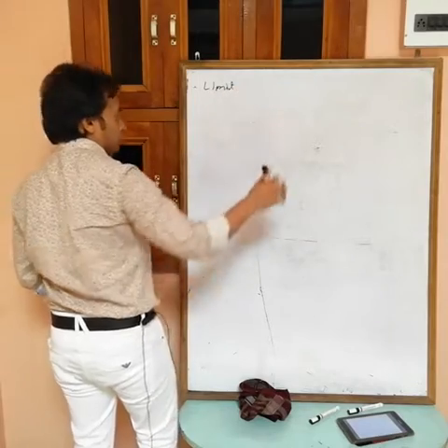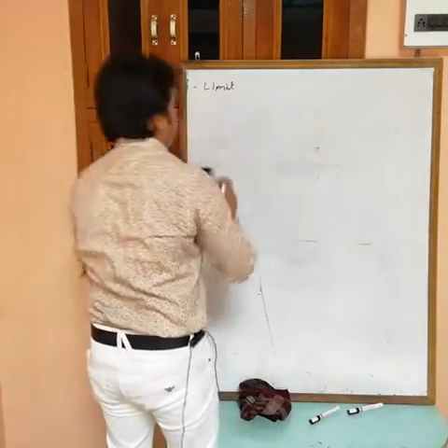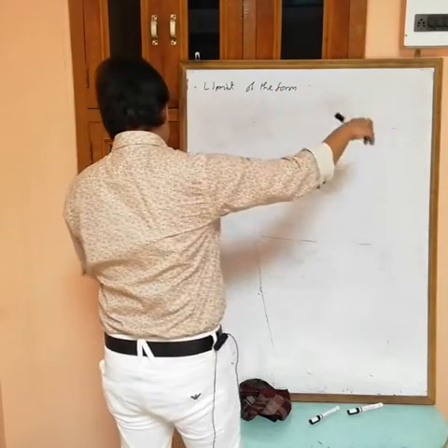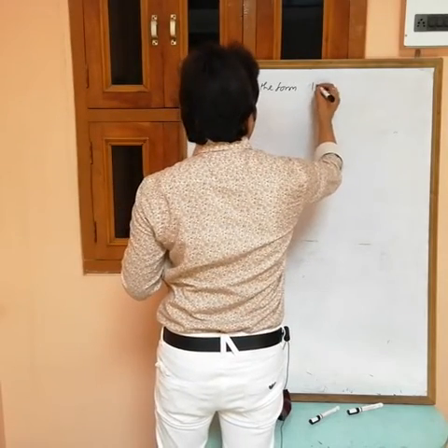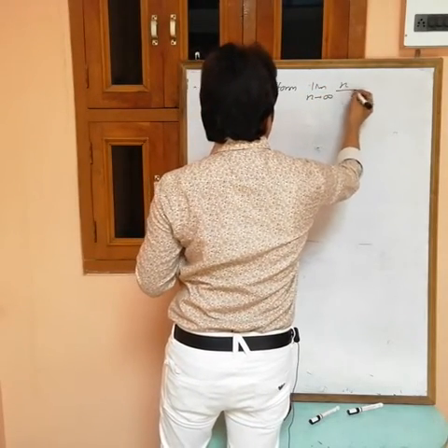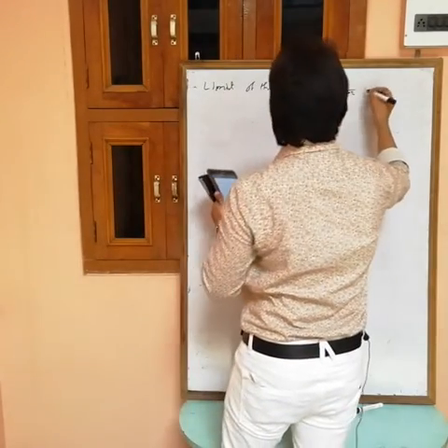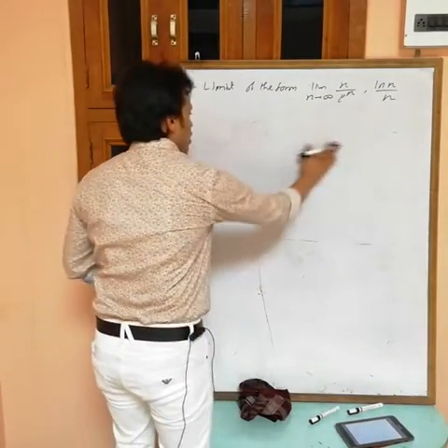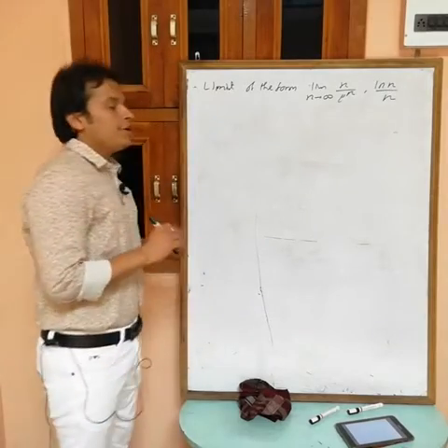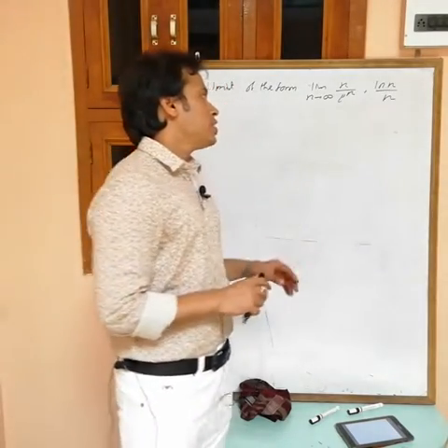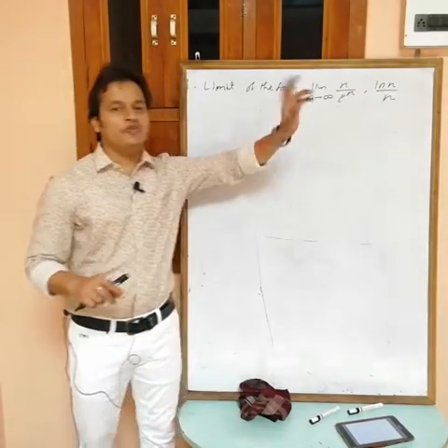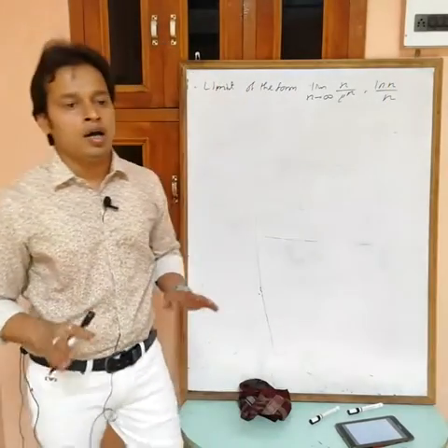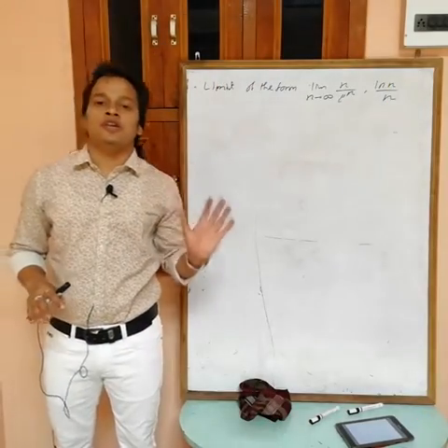Limit of the form x tending to infinity, x by e power x and ln x by x. Now at infinity all these values are infinity. If you put x equals to infinity, x is infinity, e power infinity is infinity, ln infinity is infinity, all are infinity, but these are comparable infinities.